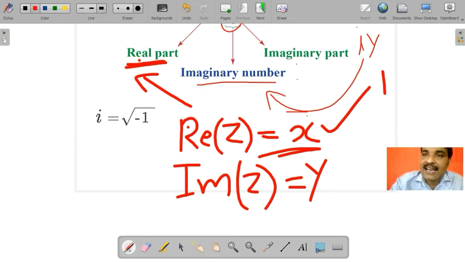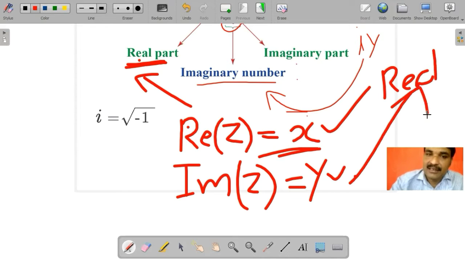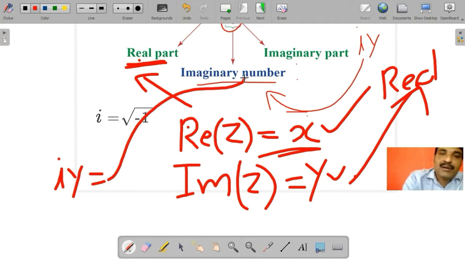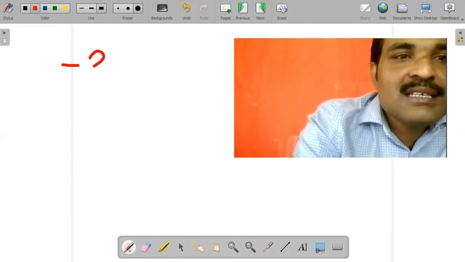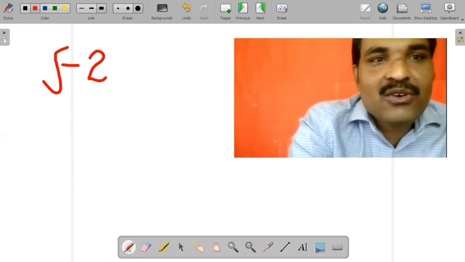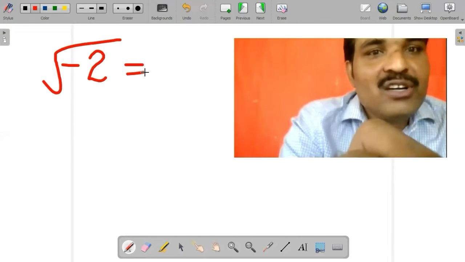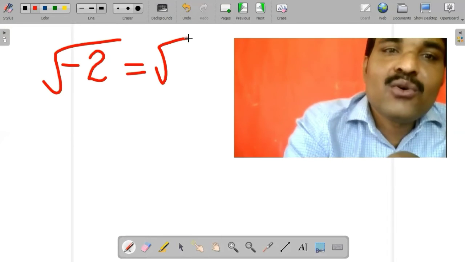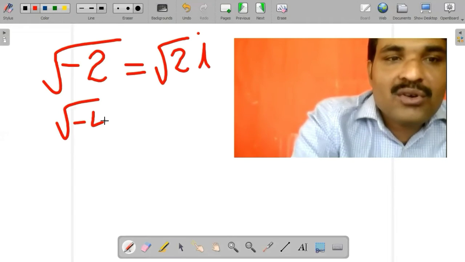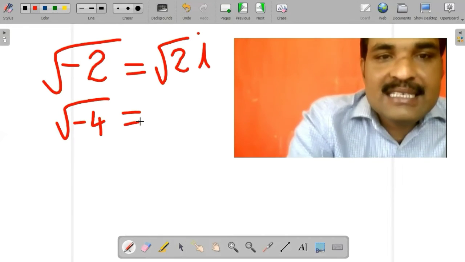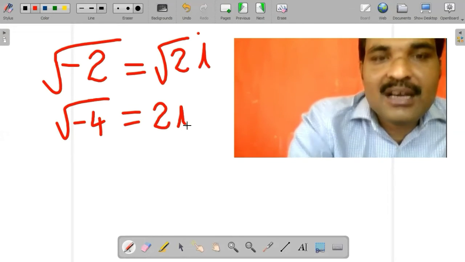Here X is a real number, right? And Y also a real number, right? And this iota times Y is the imaginary number, right? So I am writing a negative real number. -2 is a negative real number. അപ്പൊ നമ്മൾ ഇതിന്റെ സ്ക്വയർ റൂട്ട് എടുക്കുക. ഇതിന്റെ സ്ക്വയർ റൂട്ട് is equal to an imaginary number. അതെങ്ങനെ നമ്മൾ ഡിനോട്ട് ചെയ്യുക? √2 ടൈംസ് അയോട്ട, റൈറ്റ്? Then square root of -4 is an imaginary number. This is denoted by 2 times iota.